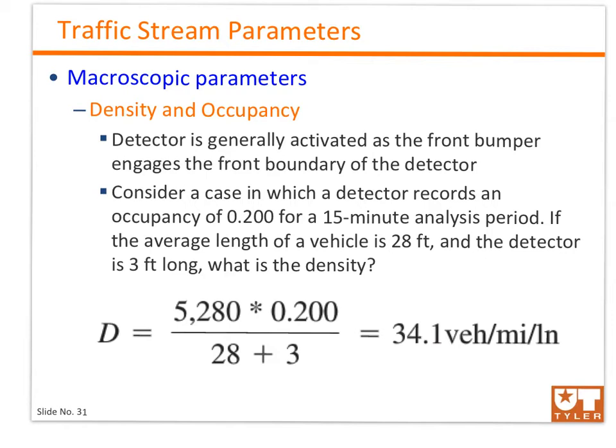So consider now a case in which the detector records an occupancy of 0.2, and again 0.2 is 0.2 seconds for a 15-minute analysis period. If the average length of the vehicle is 28 feet and the detector is 3 feet long, what is the density? It's going to be 5280 times 0.2 over 28, which is the length of the vehicle, plus the length of the detector, and that's going to give me an estimated density equal to 34.1 vehicles per mile per lane.